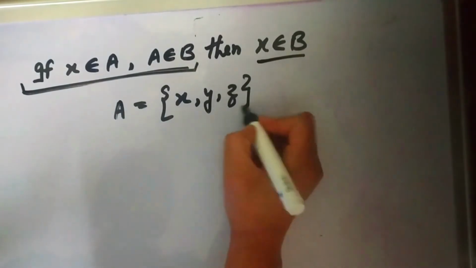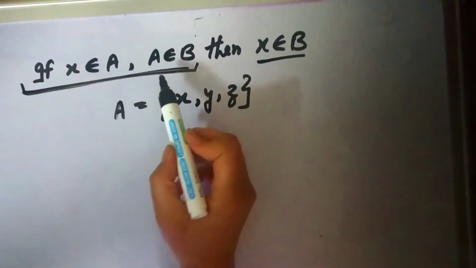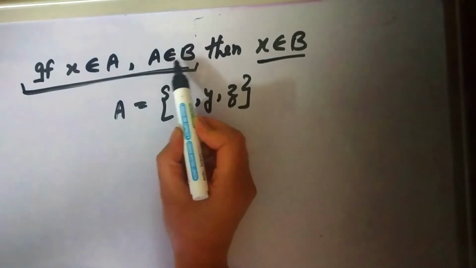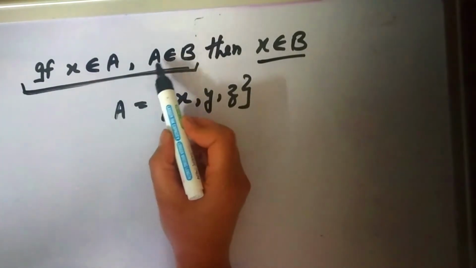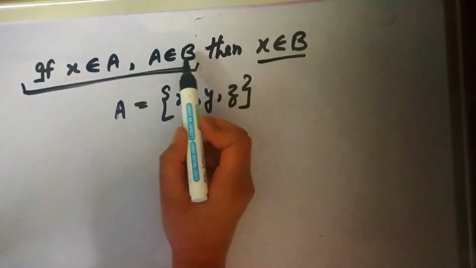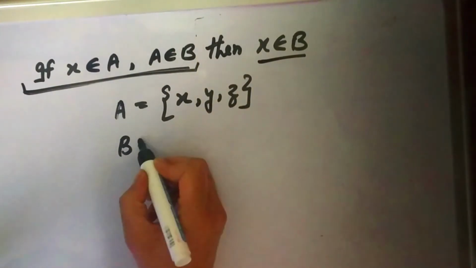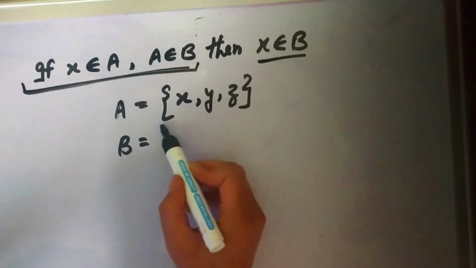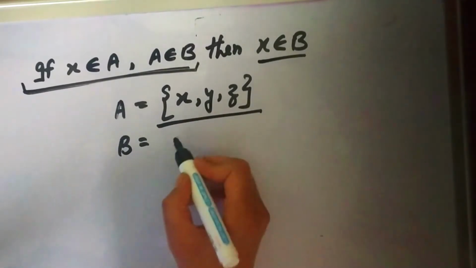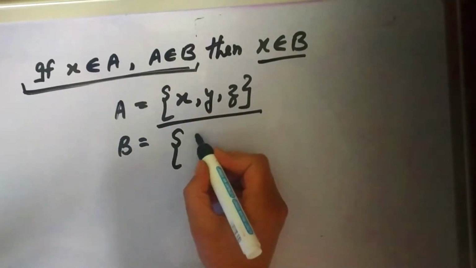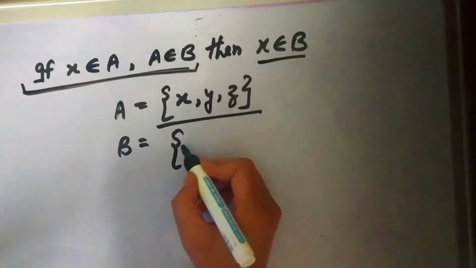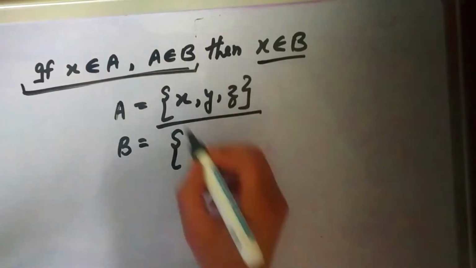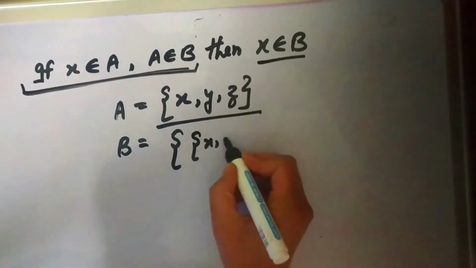So this is there. Then A belongs to B. That means A is an element of B. So there is a set B and A is this full set, an element of B. That means as B is a set, the bracket begins, and as A is an element, you must write it like this.